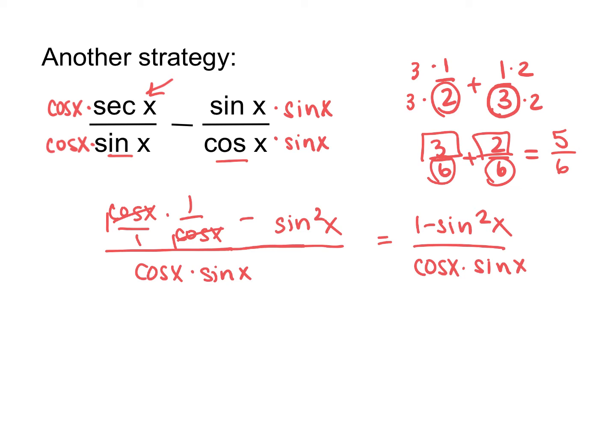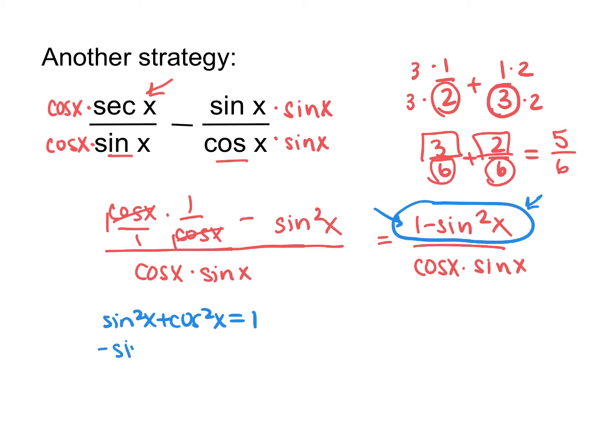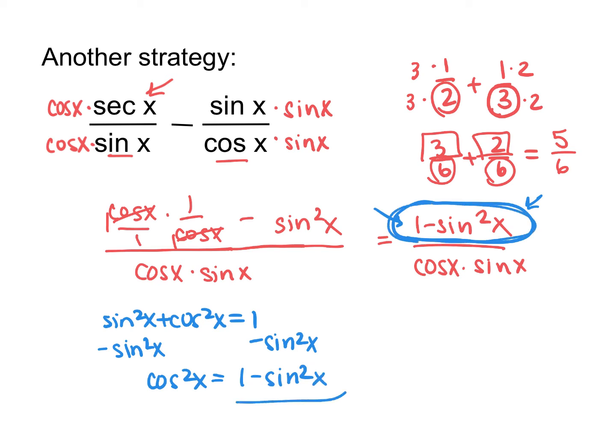Now I can go to my formula sheet because I have a sine squared and I have that 1 that's added or subtracted to it. So I'm going to copy down my formula, sine squared plus cosine squared equals 1. And I'm going to rearrange it, keeping the 1 positive. If the 1 is positive and I have to have it with a sine squared, I should subtract the sine squared from both sides. That is going to give me cosine squared equals 1 minus sine squared. Now you can see this is identical to this, and I can replace it with this.